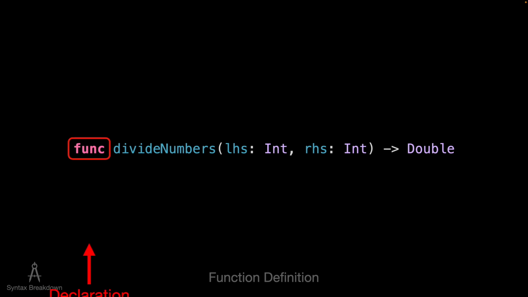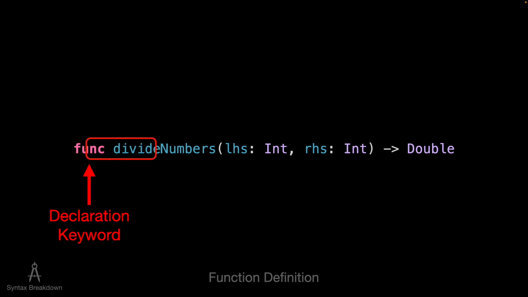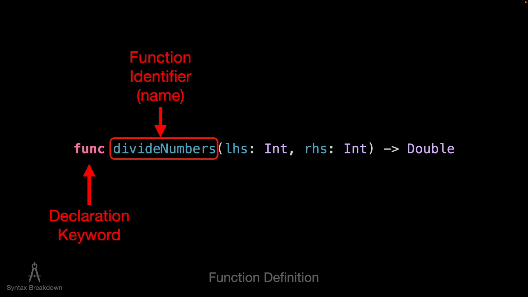So to start with, we have our declaration keyword. Much like let and var for constants and variables, we have to tell the compiler at the very start of the line, hey, this is going to be a function following, okay? Next up is a function. Then we have the identifier, also known as the name. This is the way that you're going to call the function later on.